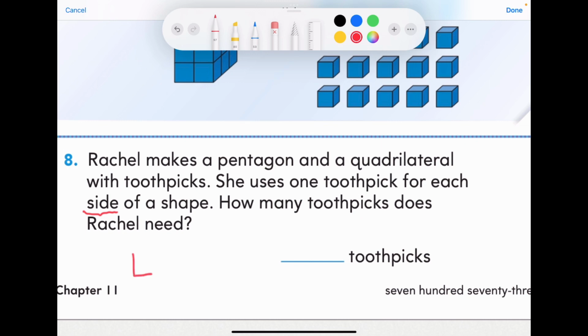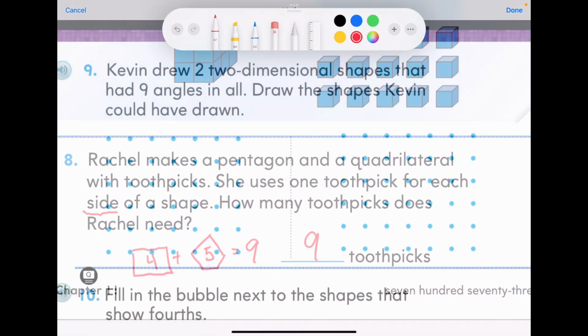Alright, so a quadrilateral has 4 sides. And then a pentagon. Ooh, I can draw a better pentagon. Let's try that again. A pentagon will have 5 sides. So 4 plus 5 would equal 9. So she needs 9 toothpicks.